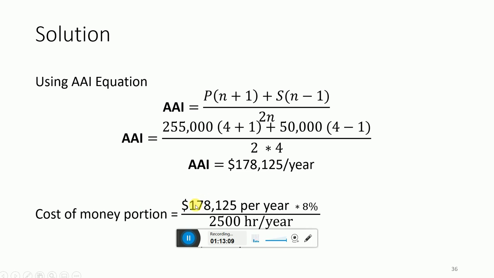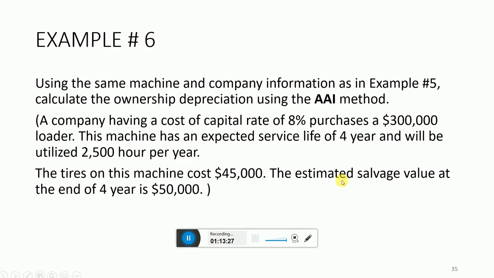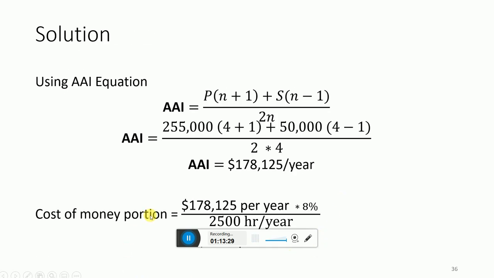So the cost of the money portion per year, how much will it come to? We have to multiply it with the 8% of the capital cost and divide it by 2,500 per year. So this value comes out to be $5.7 per hour.